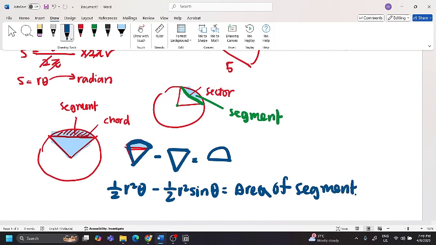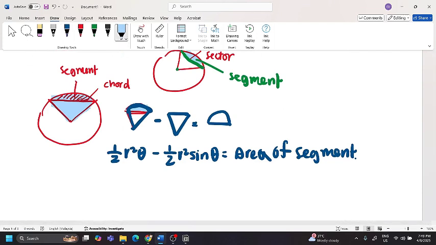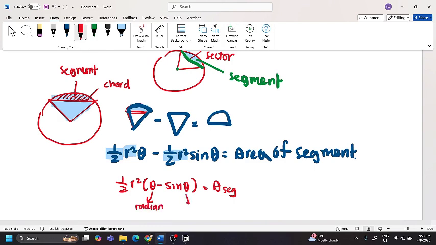If now you want to simplify the formula, you also can. What do you see that is similar? 1 over 2, 1 over 2, same lah. r squared, same lah. So now you can write it as 1 over 2 r squared, theta minus sine theta, will be your area of segment. And please remember, this theta is always in radian, and for sine theta, you can put it as degree.